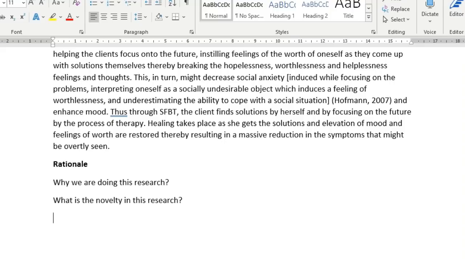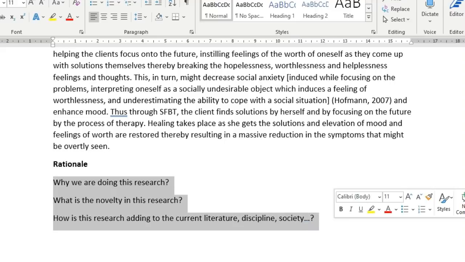So in the proposal, I used to present only the rationale. In the rationale, I used to write in detail, why am I doing this research? What is the novelty in this research? How is this research adding to the current literature, discipline, society, and so on? The objectives of my study are strongly linked with my rationale. And the whole research is strongly linked with the objectives. If there are no objectives, no research.